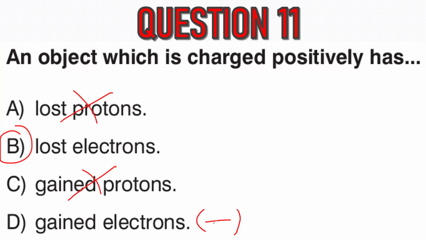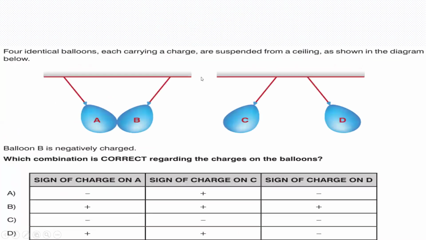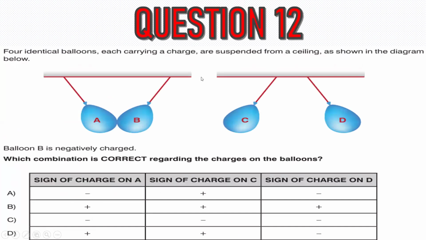Because of that, not our answer, but gain electrons, getting negative. Next time, maybe they can ask you negatively one. So that time you can say gain electrons. Which one? Losing electrons, getting positively charged. Our answer is lost electrons. Question 11, done. Question 12, asking you charge.